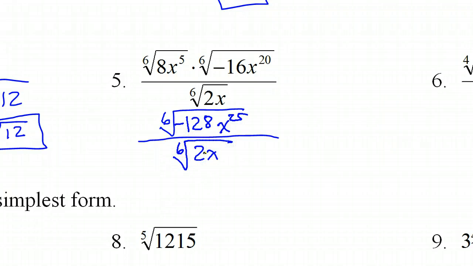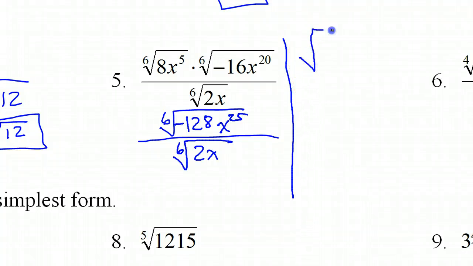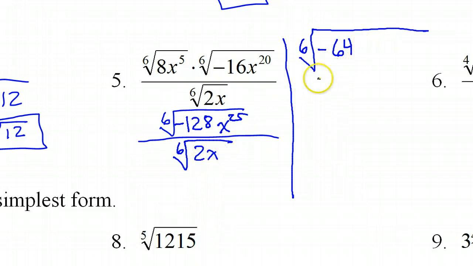All right, of 2x. Now, because they are the same root, I can go ahead and do this division. So then I'm going to have the 6th root of, now this is going to be negative 64. And this would be x to the 24th power. Remember, the x, when you divide, it's like you're subtracting or canceling. So I'm canceling out one of the x's. That's why it's 24 instead of 25. So we get to this point.